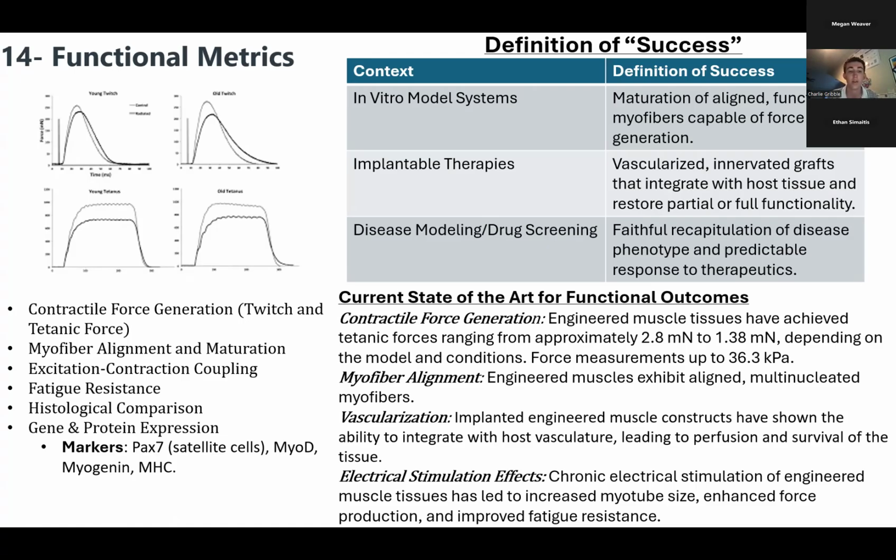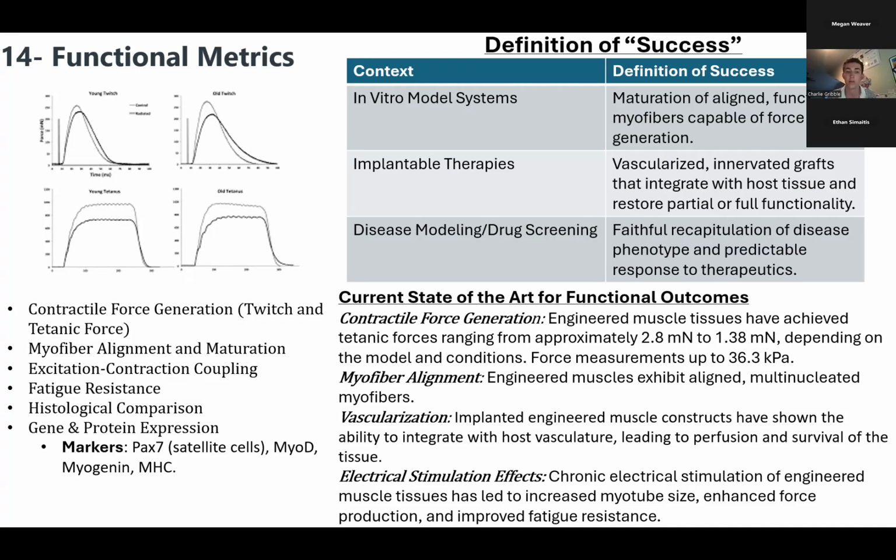For implantable therapies, vascularization is the name of the game. You want an implanted graft to integrate with host tissues and restore partial or full functionality. And then when looking at disease modeling and drug screening, you want faithful recapitulation of disease phenotypes and predictable response to different therapeutics, especially across different disease states.